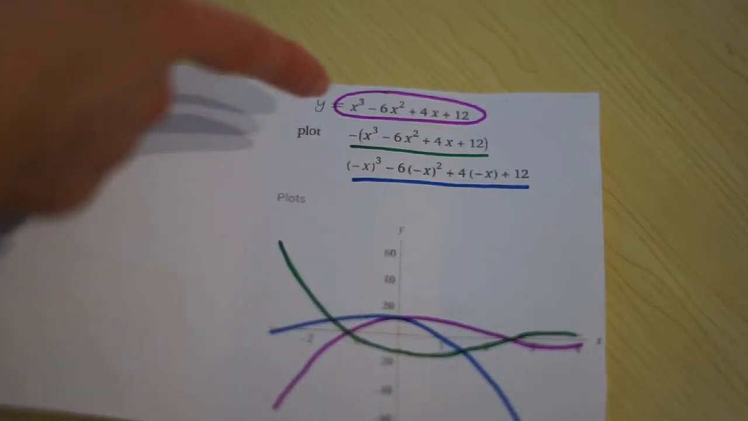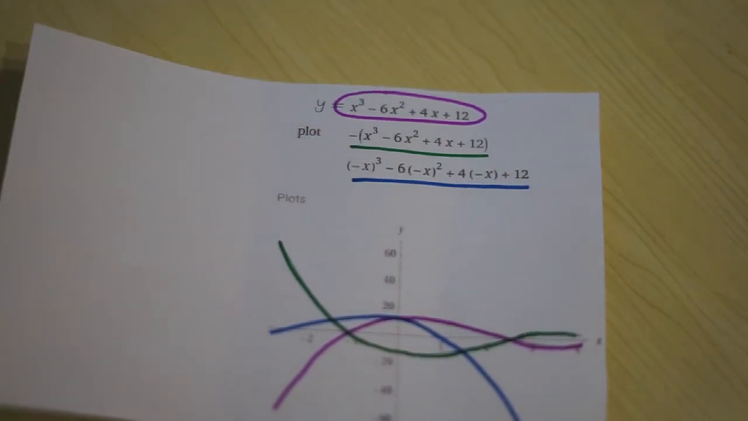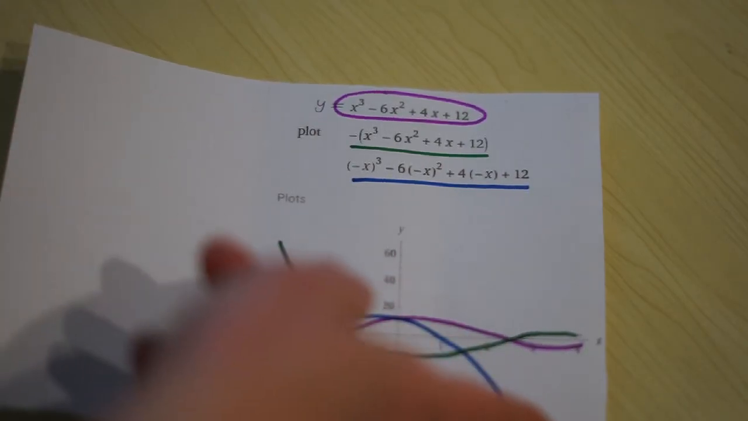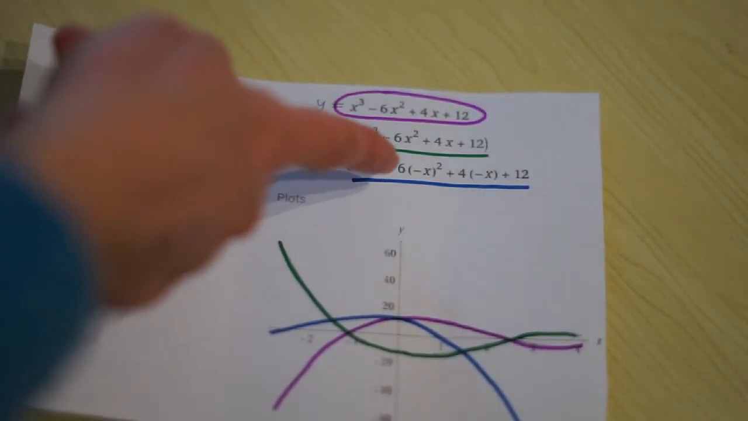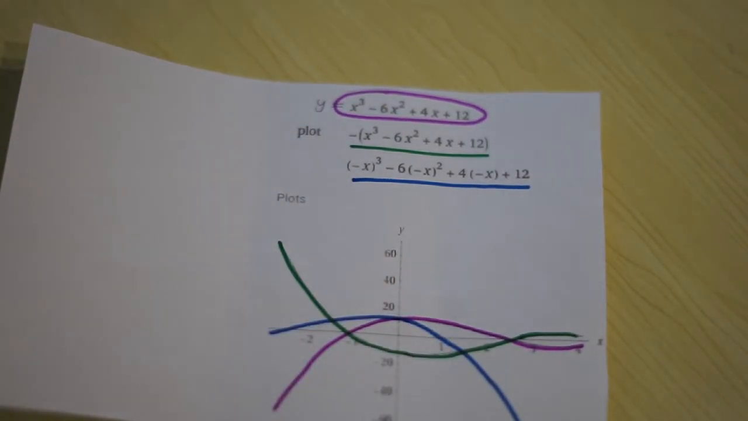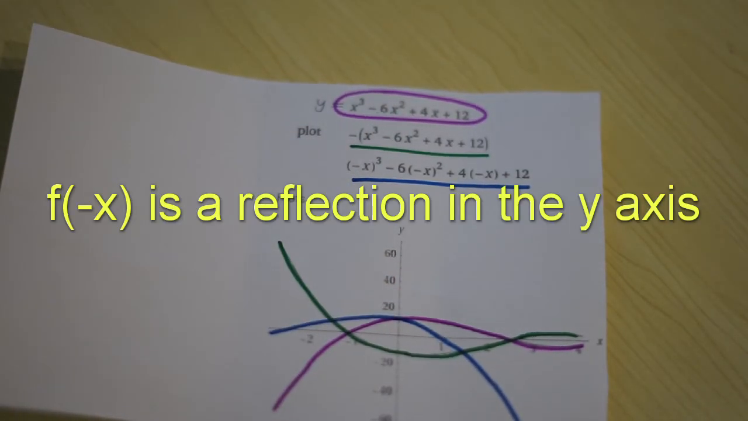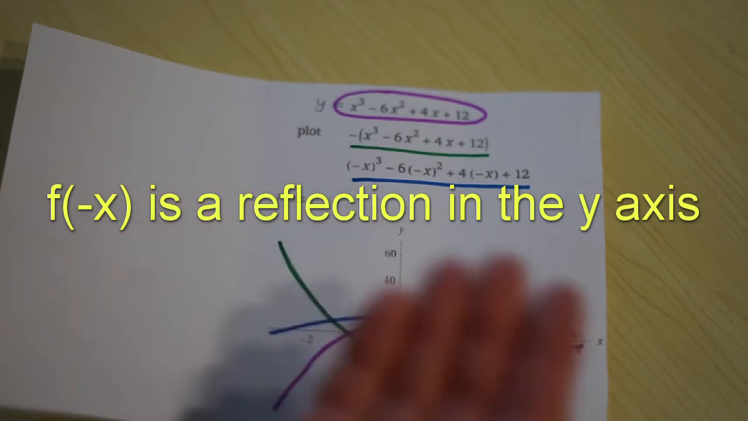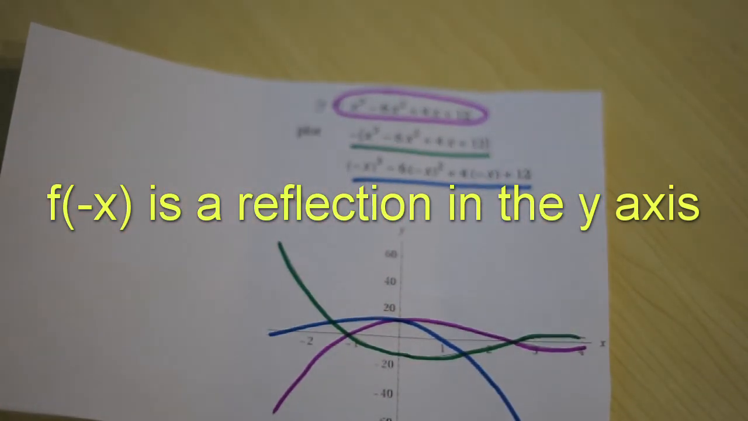If we use our original graph and we multiply all of the values of x by -1, we can plot the blue line just here. So that graph is the blue line, and you can see in that case that this is a reflection in the y-axis.